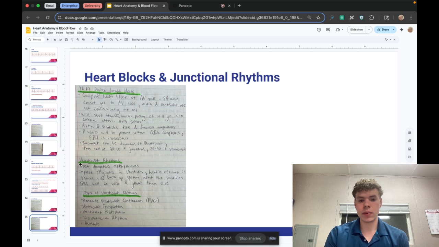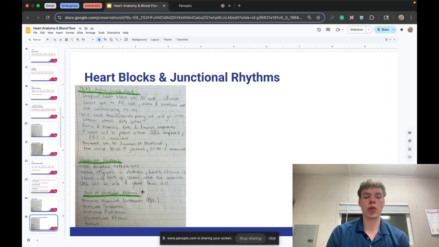The atria and the ventricles fire and function independently, right? And then getting back into some ventricular rhythms, these are the most dangerous rhythms. Impulse originates in the ventricles, heart efficiency is reduced, no backup system after the ventricles. QRS will be wide and greater than 0.12. And these are types of ventricular rhythms that I'll go over in a second.